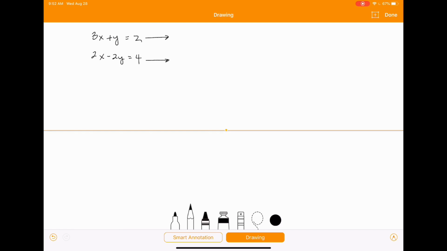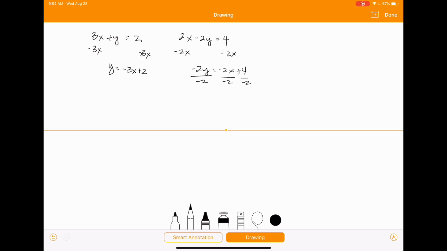And so we can go ahead and do that. I'm just going to go ahead and move these side by side so we can work with them simultaneously. So we're going to go ahead and subtract 3x from both sides. So we're going to get y equals negative 3x plus 2 on that side. Subtract 2x. We have negative 2y equals negative 2x plus 4. Divide by negative 2 by everything. So you're going to get y equals x minus 2.